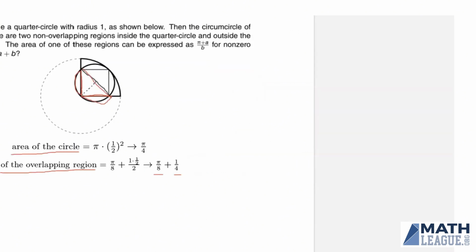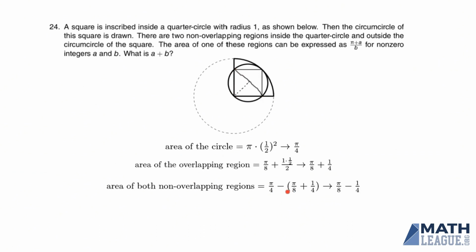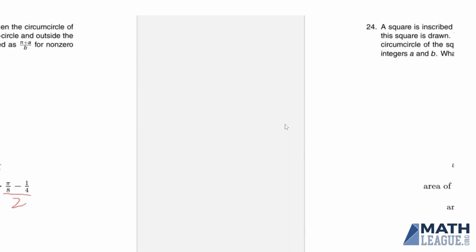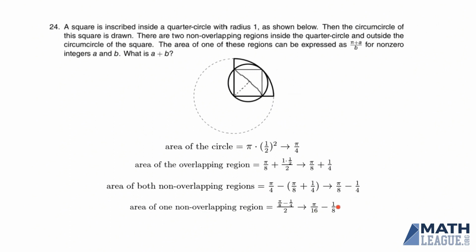And when we subtract, we get pi over 4 minus (pi over 8 plus 1/4), which simplifies to pi over 8 minus 1/4. That's the area of both non-overlapping regions. So we want the area of only one of them. So we're going to divide this by 2. And when we simplify that, we are going to get pi over 16 minus 1 over 8.